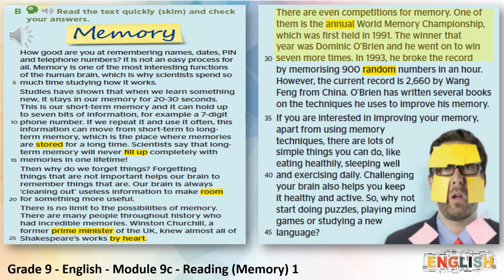There are even competitions for memory. One of them is the annual World Memory Championship, which was first held in 1991. The winner that year was Dominic O'Brien, and he went on to win 7 more times. In 1993, he broke the record by memorizing 900 random numbers in an hour. However, the current record is 2,660 by Wang Feng from China. O'Brien has written several books on the techniques he uses to improve his memory.